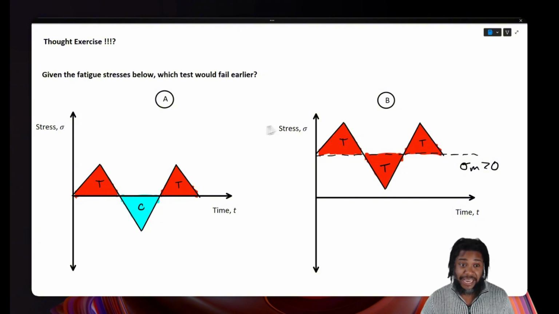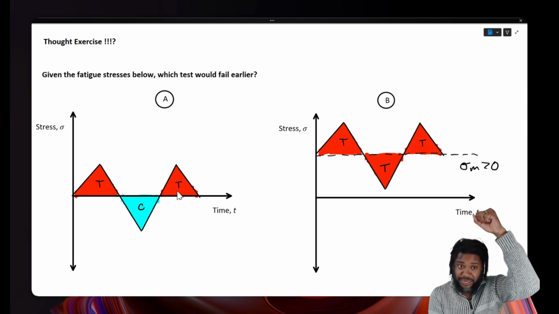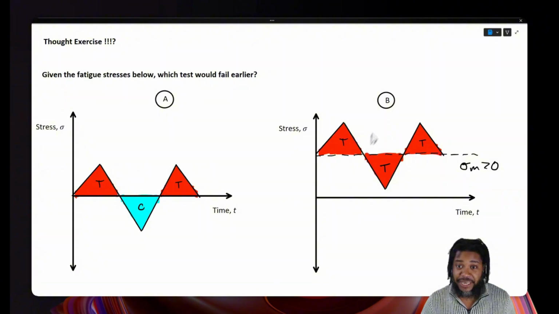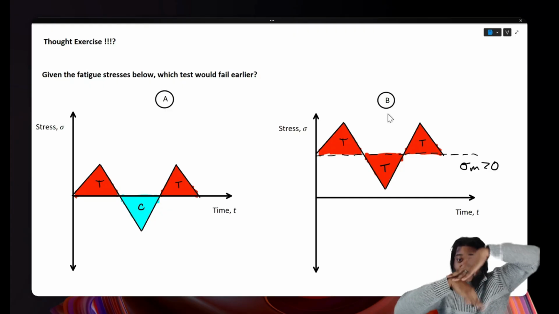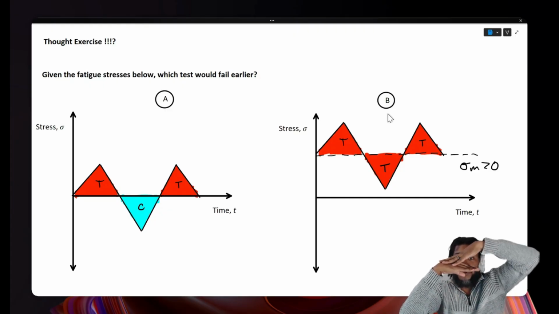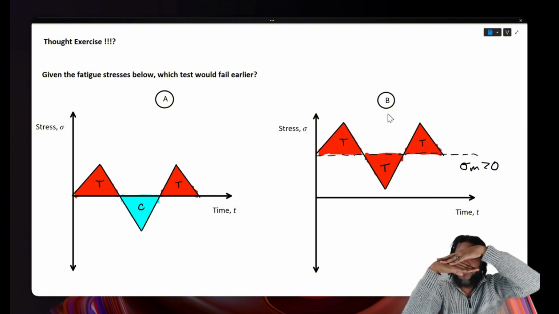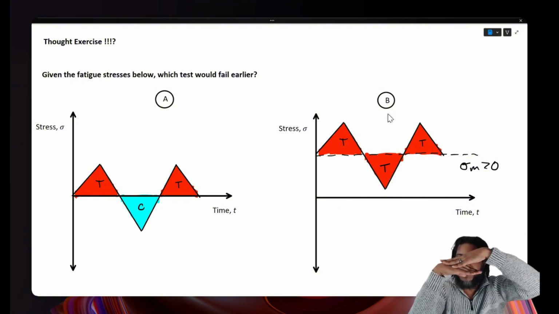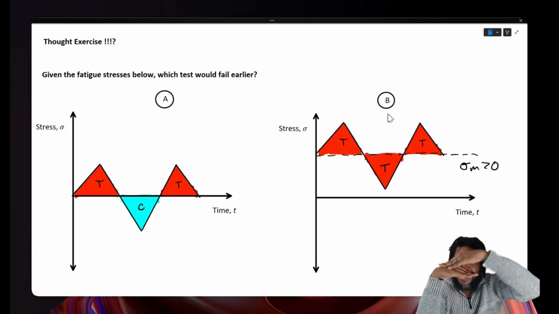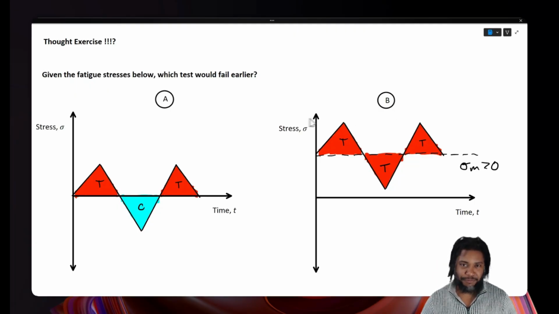Now in condition A, we've got a fully reversed condition. So we're going into tension and then equal parts compression and then back into tension. In case B, we're going up to our mean stress. So we're opening up to our mean stress, and then we're opening more, and then we're unopening a little bit, but a crack is still remaining open. And then we're repeating this with a very open crack over and over again. Which one fails sooner?